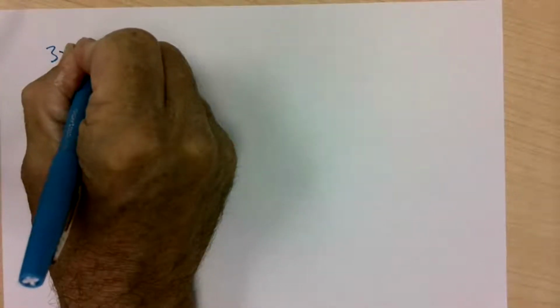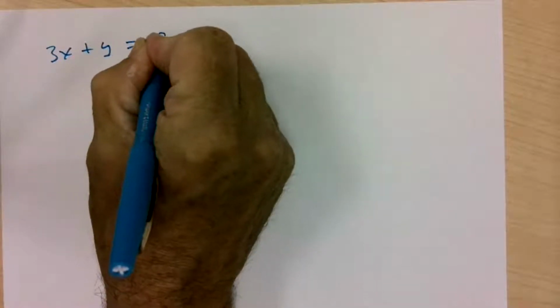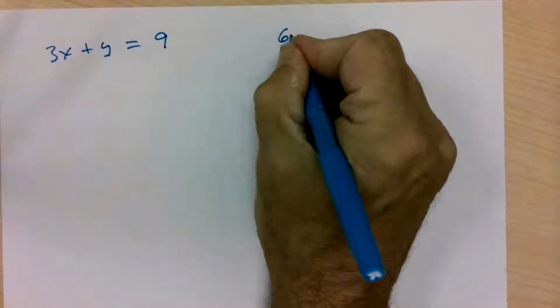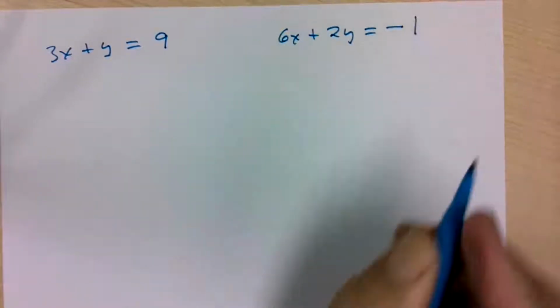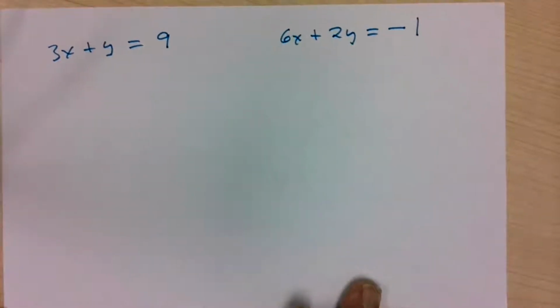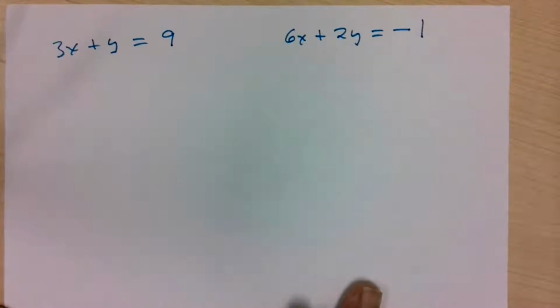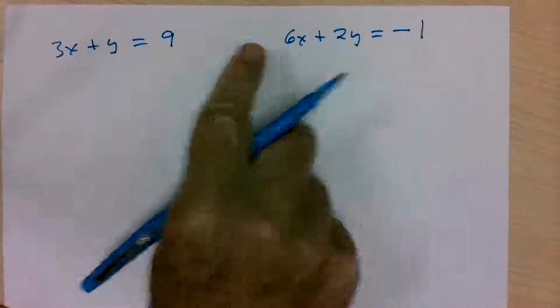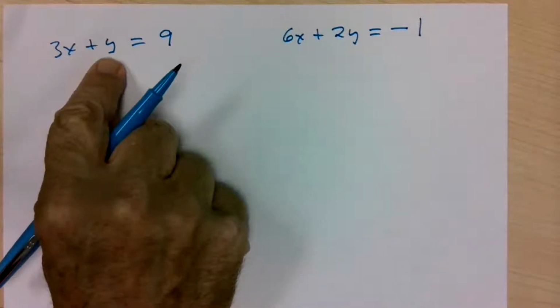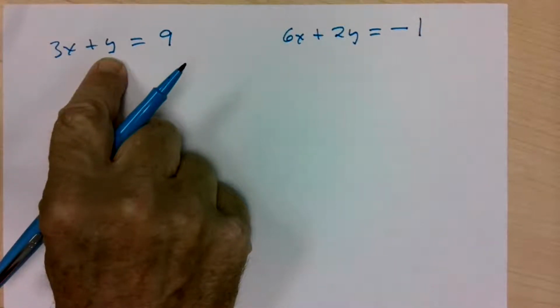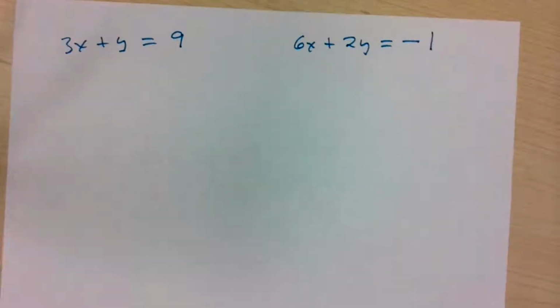Let's look at 3x plus y equals 9 and 6x plus 2y equals negative 1. We want to solve for the easiest variable. 6 and 2 are the coefficients here, and 1 is the coefficient here, 3 is the coefficient here. This y is the easiest variable to solve for. So I'll solve for this y by subtracting 3x from both sides.